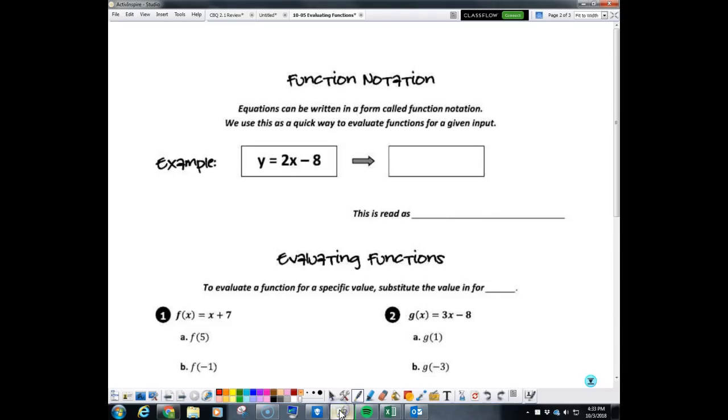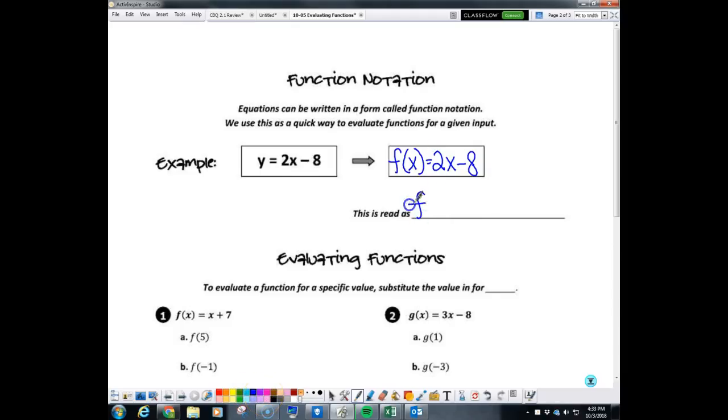Okay, so let's look at what we have today. So function notation, equations, they're written in function notation. So this right here is an equation, right? But in order for it to be a function, we have to write it in function notation. And so the way you do that is you write the f parentheses x equals, and then you write the same thing out here. So 2x minus 8, right? And so x is our input, f of x is our output.